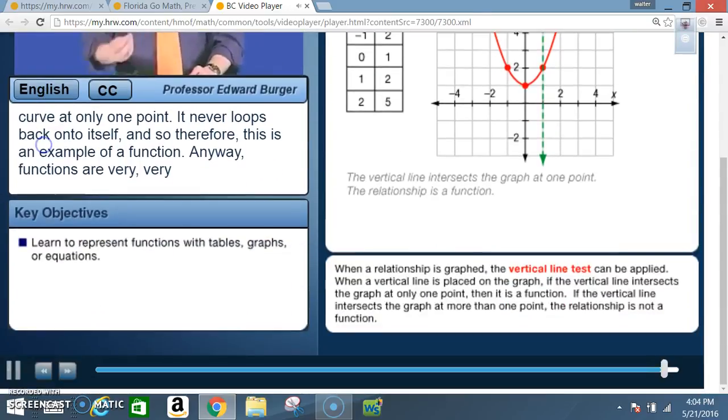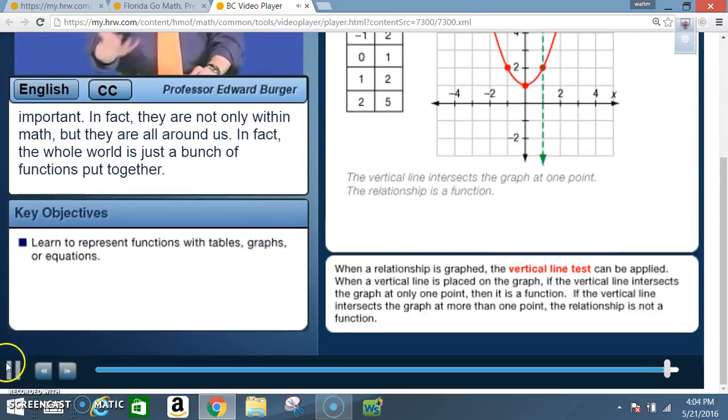Anyway, functions are very, very important. In fact, they're not only within math, but they're all around us. In fact, the whole world is just a bunch of functions put together.